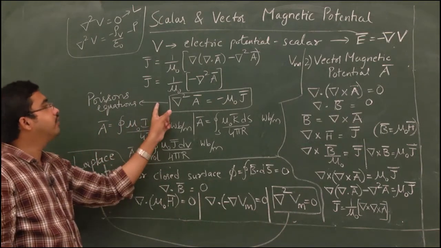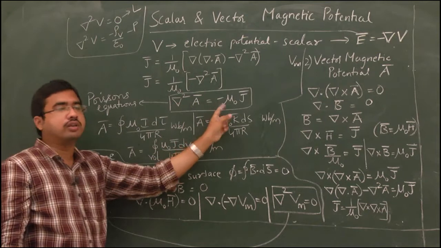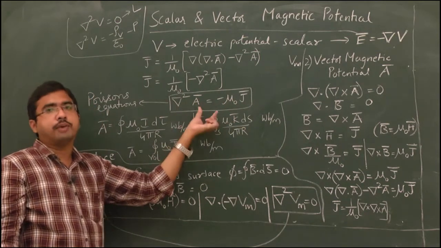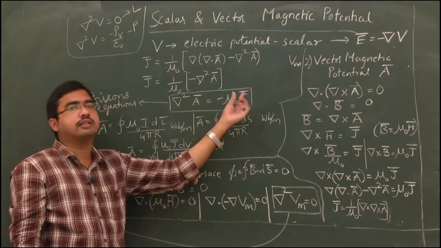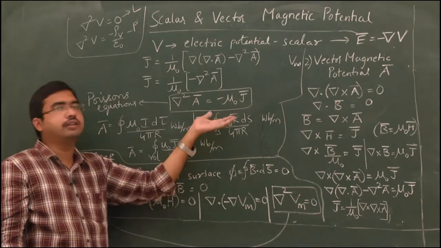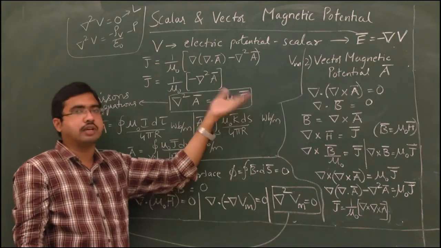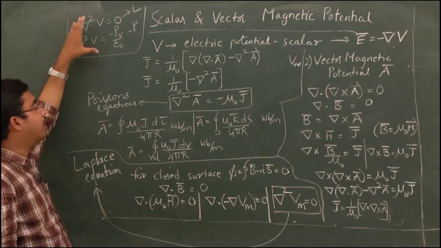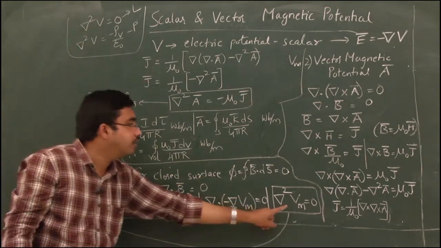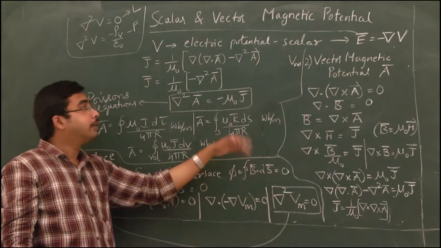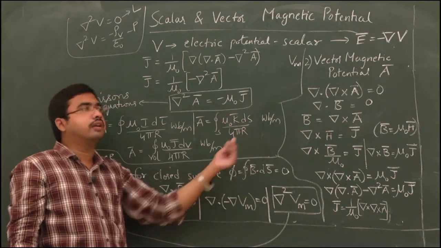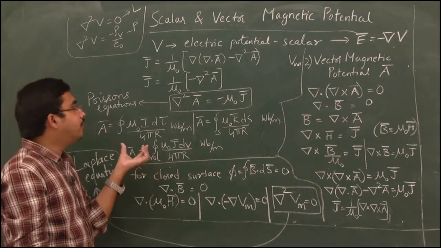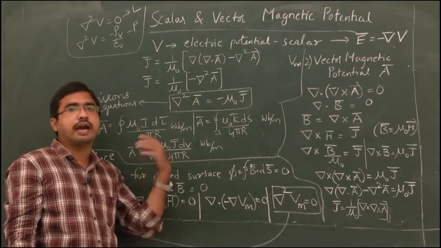And the Poisson's equation is del square A bar equal to minus mu naught into J bar, where A bar is the vector magnetic potential and J bar is the current density of the surface that you are considering. So these are the Poisson's and Laplace equations for electrostatic fields, and these are the Laplace and Poisson's equations for magnetostatics.